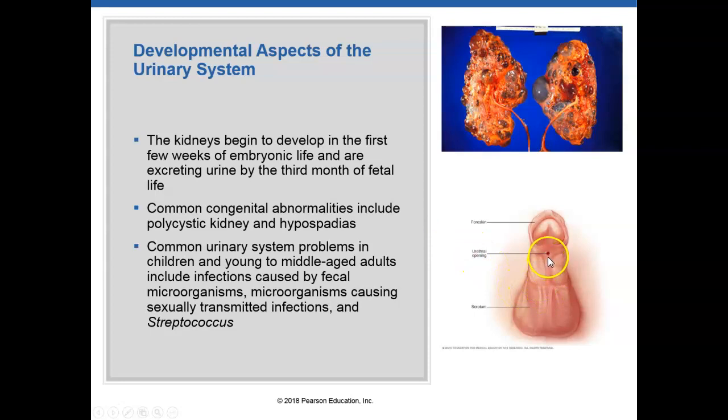What happens in this disorder is the urethral opening is actually on the posterior aspect of the penis. So normally it's right here at the head of the penis, and in this case, the urethral opening is right here. They can do surgery typically around 12 months to fix this anomaly.